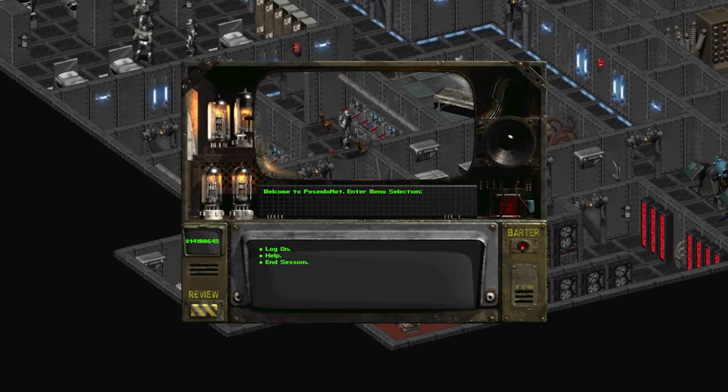We do have evidence of the commercialization of network access on a terminal on the oil rig in Fallout 2. The terminals were using trial access to Poseidonet, which the terminal helpfully explains is only 59,392 days overdue.